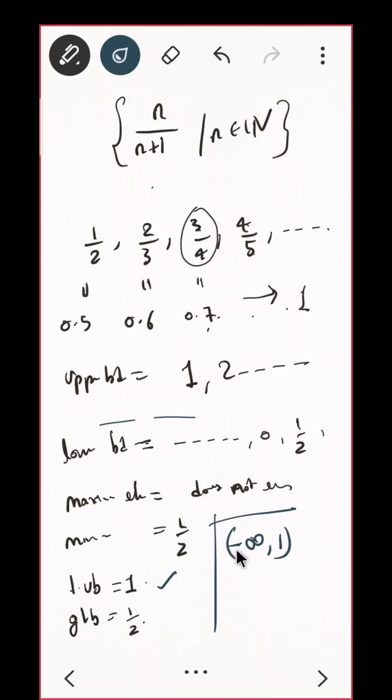I don't have to care about bounded below. Since it is bounded above, what are the upper bounds? Can you tell me? 1, 2, and like that, correct? Can you give me the least upper bound? 1. Do you see here? To define LUB, that is least upper bound, I don't require that set to be bounded below. Same you can see for greatest lower bound.